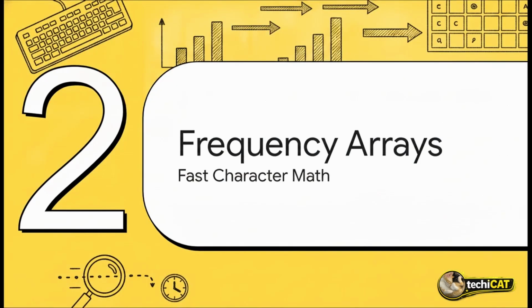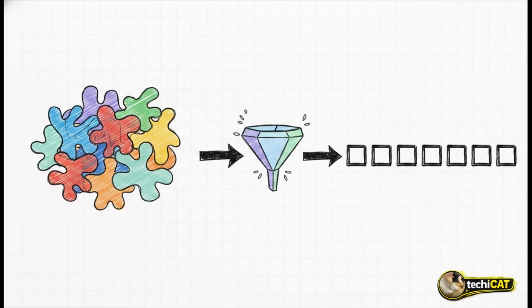Section 2, frequency arrays, fast character math. Now, the real secret sauce here is character math. If you grab a character in Java, you can actually do math with it. By simply subtracting the character A from any lowercase character, you perfectly map those letters to an integer index right from 0 to 25. So A minus A is 0, B minus A is 1, all the way up to 25 for Z. It is incredibly neat.